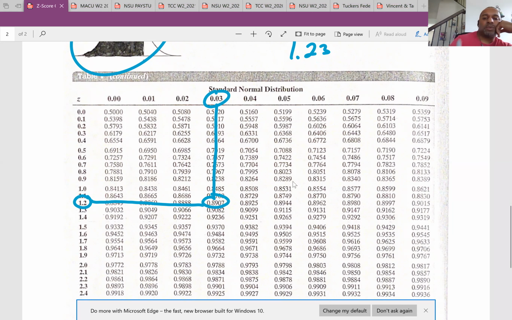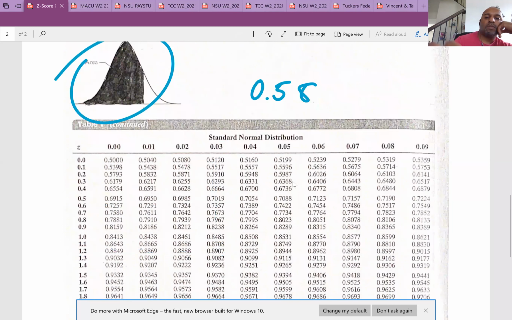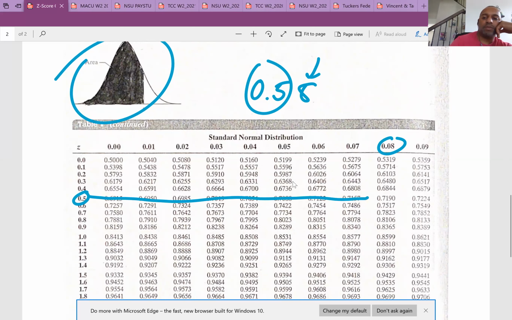All right, so make sure we're clear on what we did. Same thing as if I was looking for, let's say, 0.58, where the 0.5 is right here, and then the 8 is right here, and where they meet is the value that I'm pulling from the chart, which would be 0.7190.